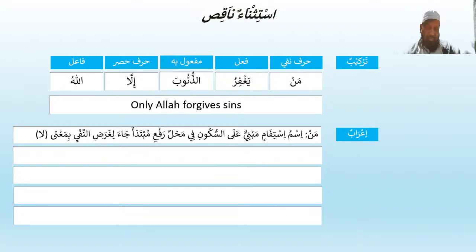Gharad, that means the ghaya, the reason for what it came for, to give the meaning of nafi. Bima'na, and the ma'na is la. So if you want to do the i'rab, you can add this: جاء لغرض النفي بمعنى لا. If you just want to keep من اسم استفهام مبني على السكون في محل رفع مبتدأ, you can leave it there, it is okay. But if you want to know a bit more, the reason, the secret behind it, the balagha behind it: جاء, this man came here to give the nafi meaning بمعنى لا.